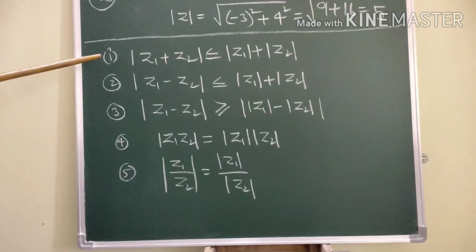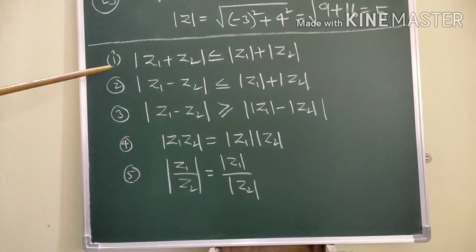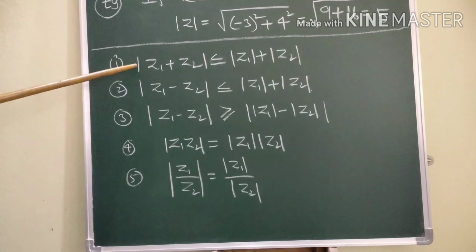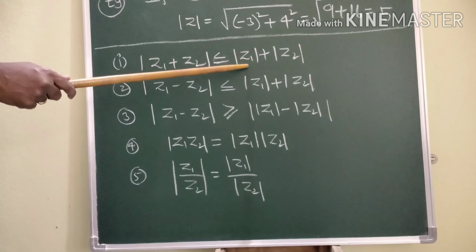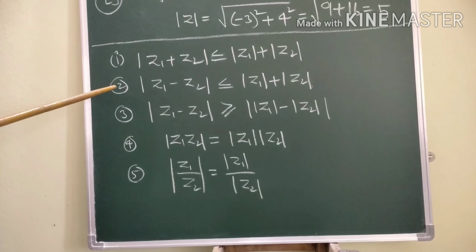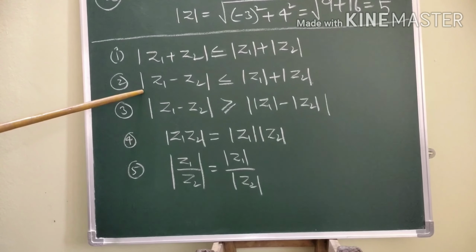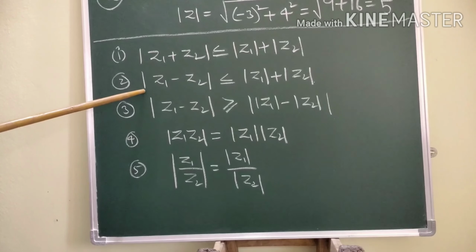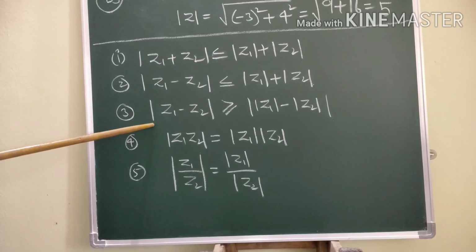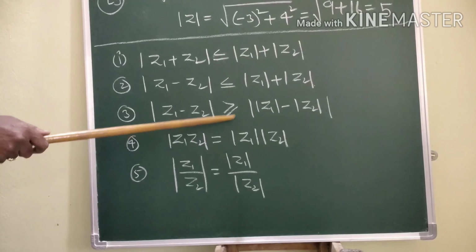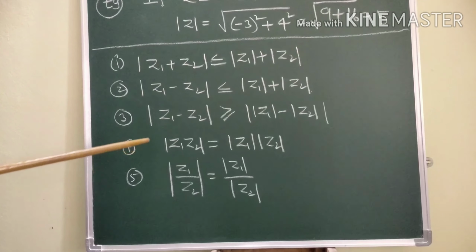Now there are a few identities based on modulus of a complex number. First one, mod z1 plus z2 is less than or equal to mod z1 plus mod z2. Second one, mod z1 minus z2 is less than or equal to mod z1 plus mod z2. Third one, mod z1 minus z2 is greater than or equal to mod of mod z1 minus mod z2.